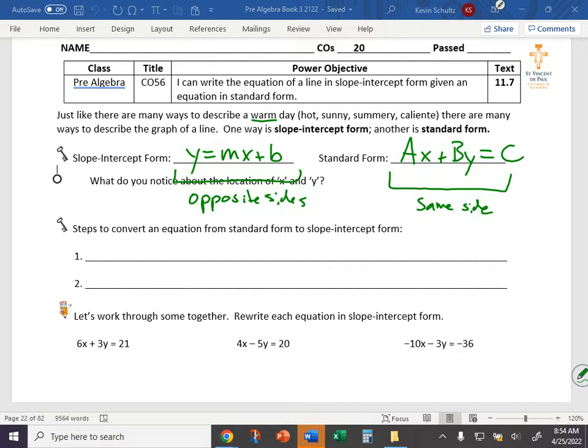Which means that in our two steps to convert an equation from standard form to slope-intercept form, one of those steps will be to move the x term over, right? If we start with an equation such as 6x plus 3y equals 21, standard form, x and y on the same side, and we want to get it into slope-intercept form, one of our steps is to move that x term over. And when you move an x term over, or any term over, from one side of the equation to the other, what method do you use? Think of solving equations. What do we always say is the method for solving an equation?